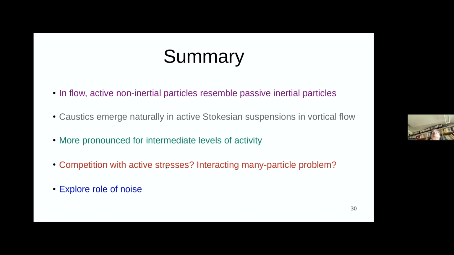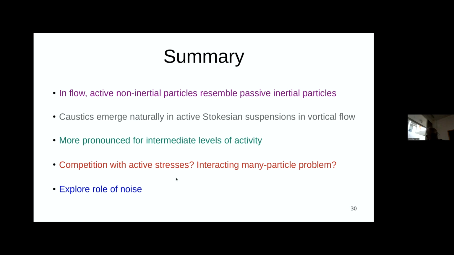We haven't really looked at the competition of these effects with self-propelling stresses that the particles carry, or how particles with such active stresses interact in flow fields, and we haven't really looked at the role of noise. Those are matters that we will look at. But for now, that's the burden of my song.